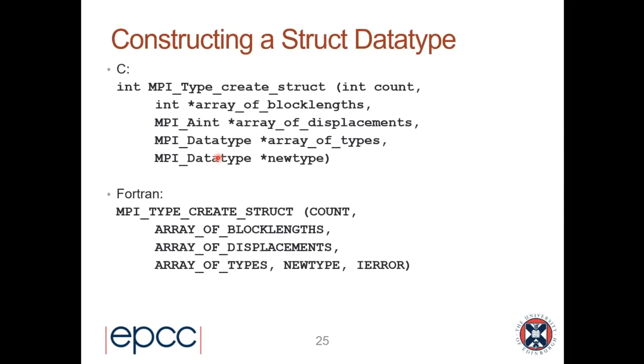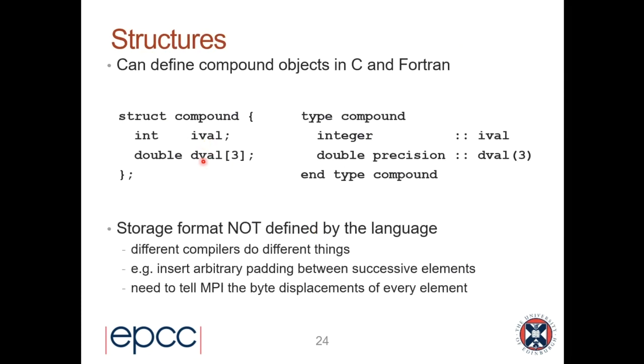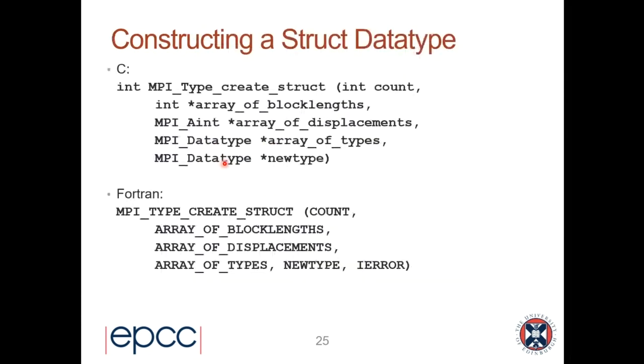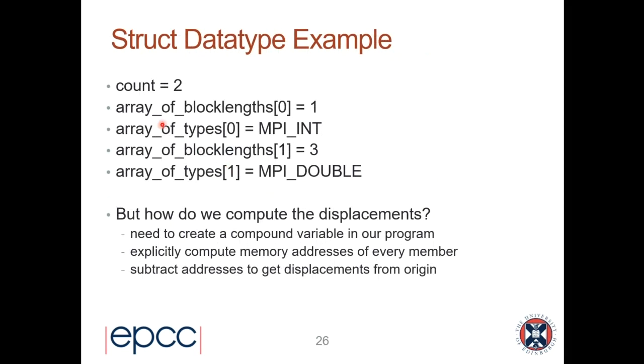So if we want to define this structure to MPI, we have to tell it the count. I'll come back to what that is. The array of block lengths, the array of displacements, the array of types, and we get back a new type. And it's the same in Fortran. Now, actually, remember what this is. It's an integer followed by 3 doubles. The first 3 arguments are fairly obvious.